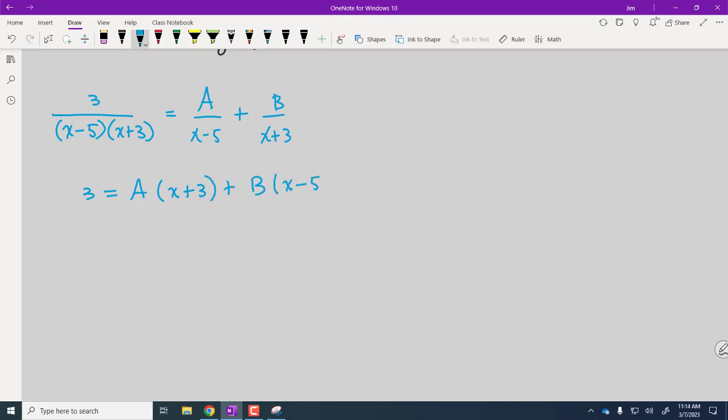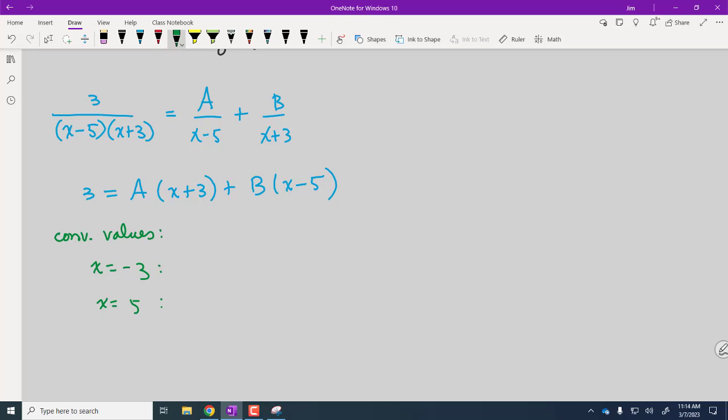Does anyone have any issue getting to that PFD equation? We're multiplying both sides by the left denominator. If you multiply the left by the left denominator, you cancel it, and so you end up with just the numerator. Multiply it by the right, you're going to have a cancellation of 1 factor for each fraction. Now we find our convenient values. And what are the 2 convenient values? Minus 3 and plus 5. Pretty obvious.